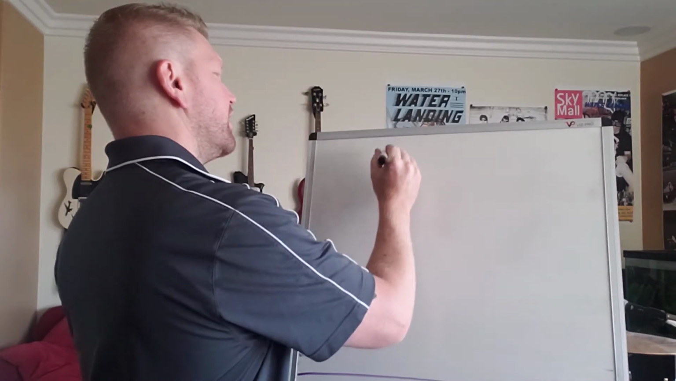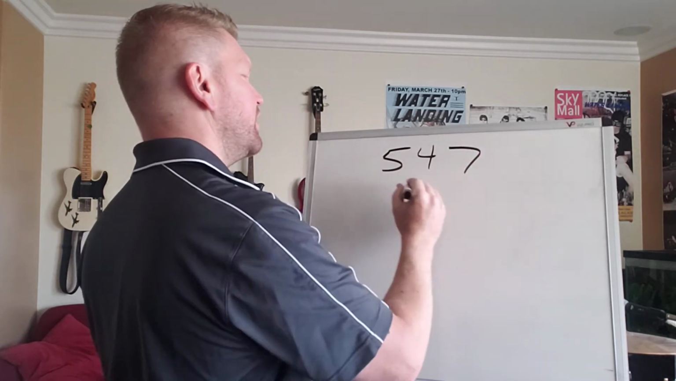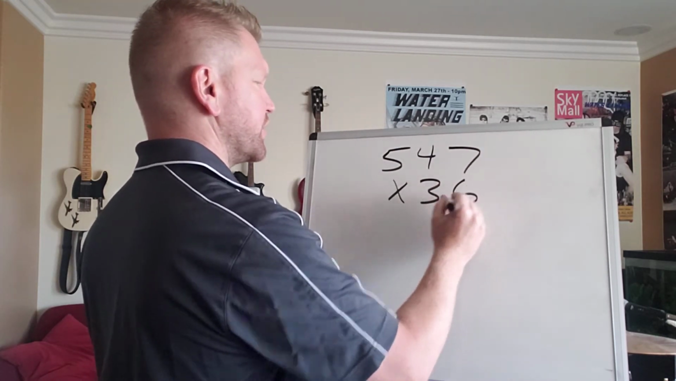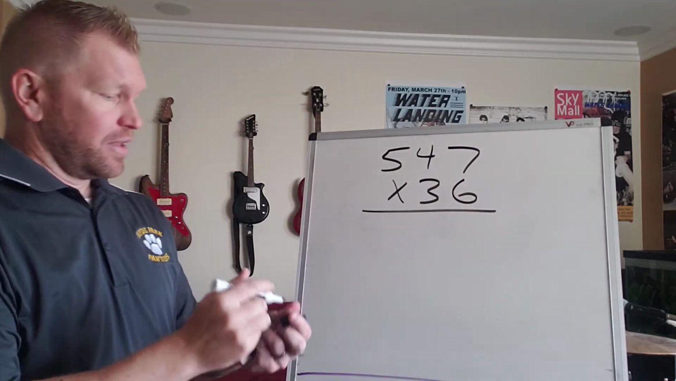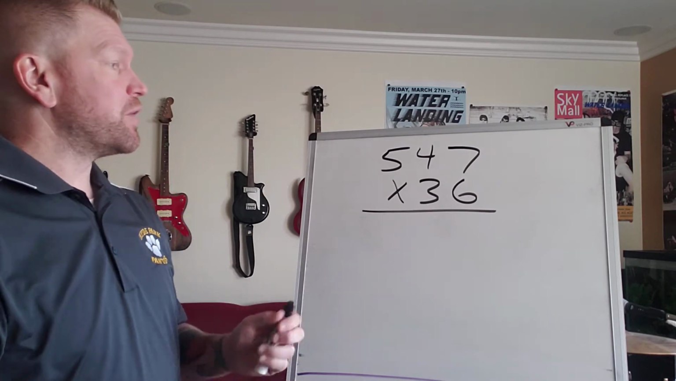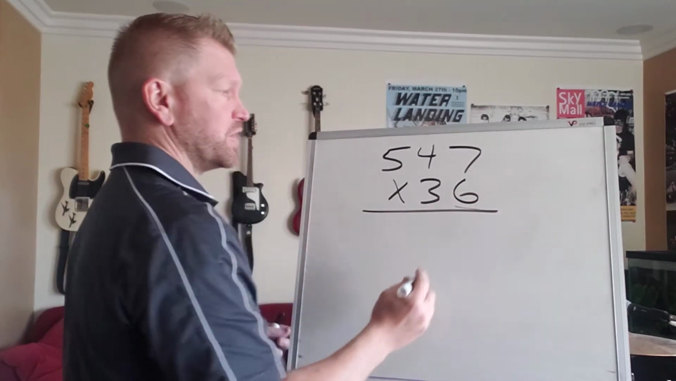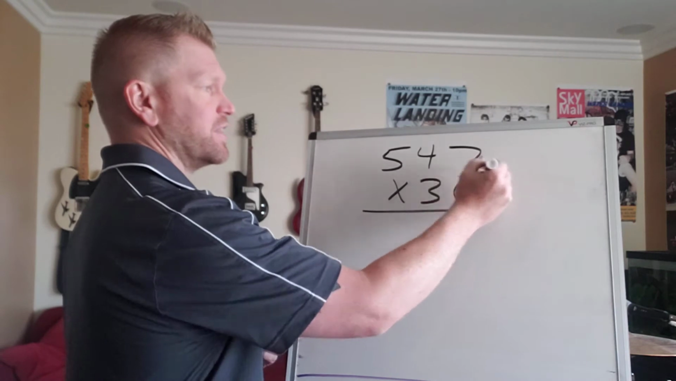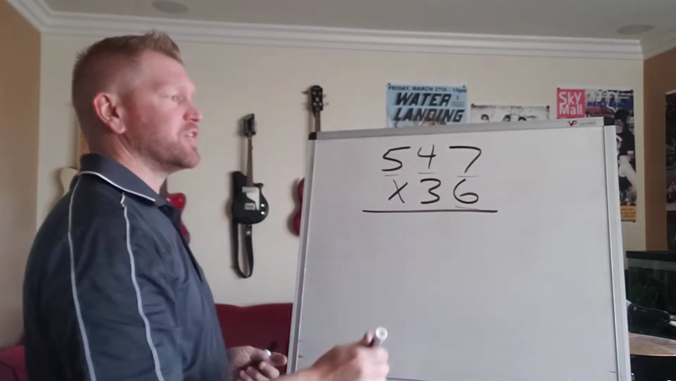Okay, we've got 547 multiplied by 36. All right, so this is going to be pretty similar to when we had 1 digit. We're going to start with the ones place digit and do the same thing. Multiply by the ones, then the tens, then the hundreds, like this.